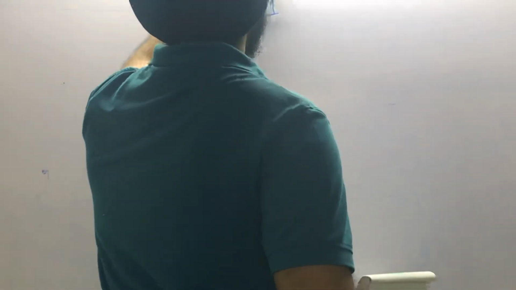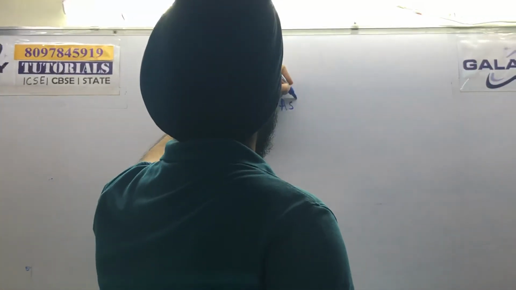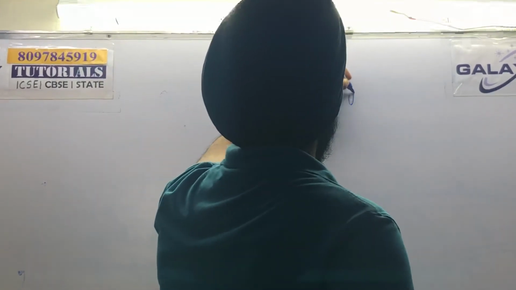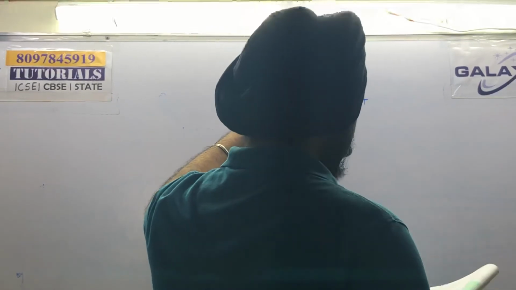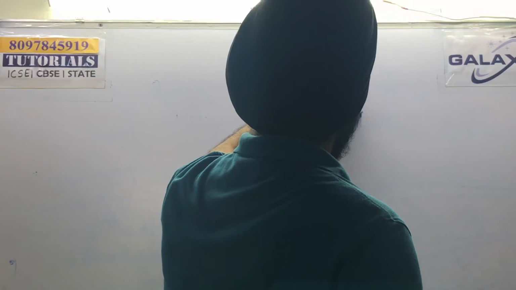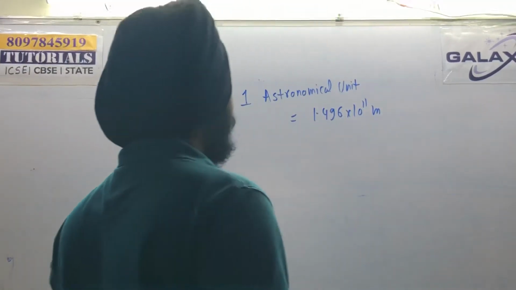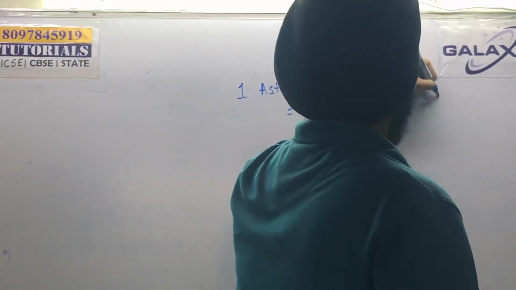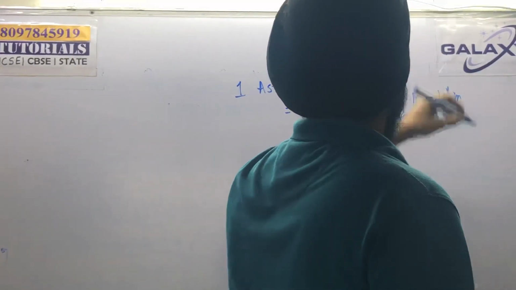For your convenience, I will write the values of 1 light year, 1 astronomical unit, and 1 parsec. These values you should remember. They can ask you in 1 marker. So 1 astronomical unit is equal to 1.496 into 10 raised to the power 11 meter. This is actually the exact value, but just take it approximately as 1.5. No need to remember this 1.496.